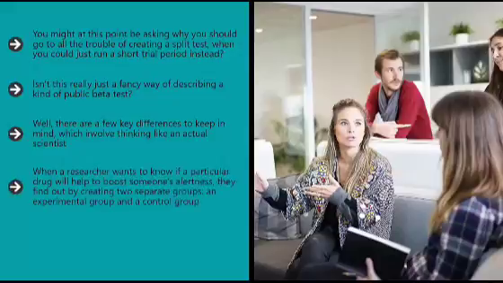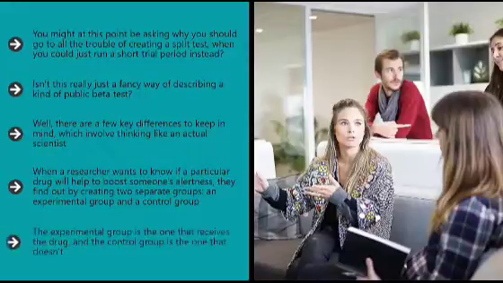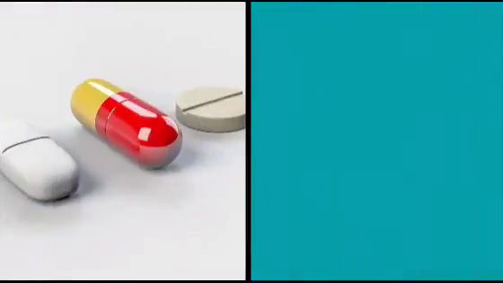When a researcher wants to know if a particular drug will help to boost someone's alertness, they find out by creating two separate groups, an experimental group and a control group. The experimental group is the one that receives the drug, and the control group is the one that doesn't. This then gives the researcher the opportunity to compare the stats from the two groups.